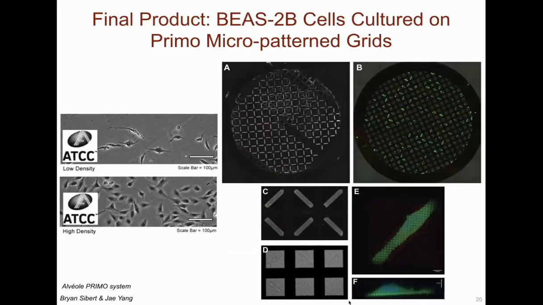In this experiment, Brian and Jay patterned a substrate to support the adhesion and spreading of BAS2B cells on an EM grid. BAS2B cells are a human lung epithelial cell line that is commonly used for functional and structural studies of respiratory pathogens. The 2 images on the left are from the ATCC and show how BAS2B cells spread across a substrate when they have been seeded either at low or high density.